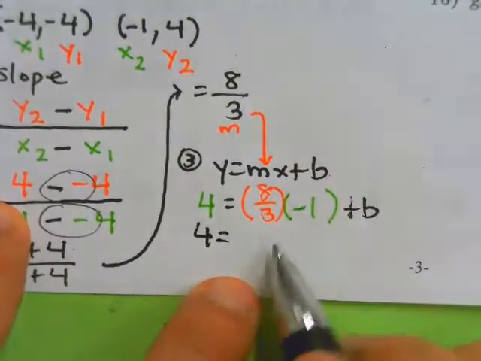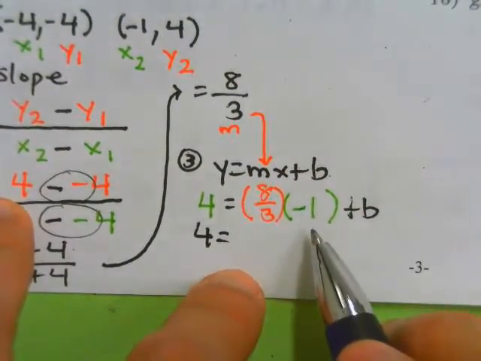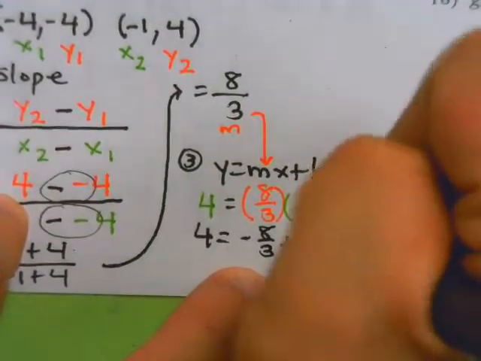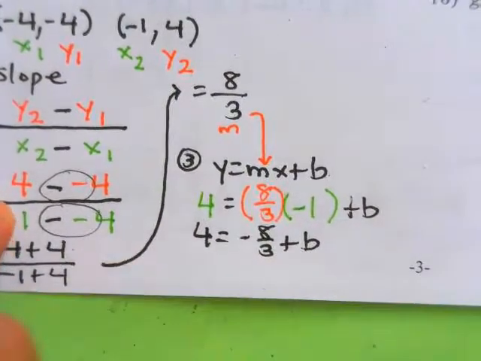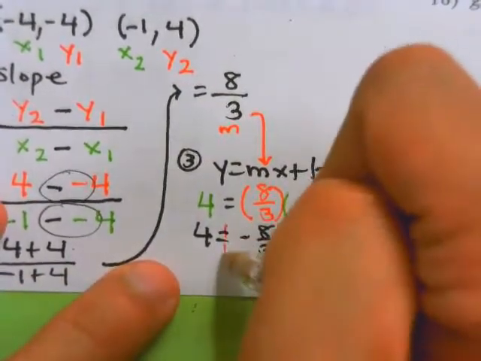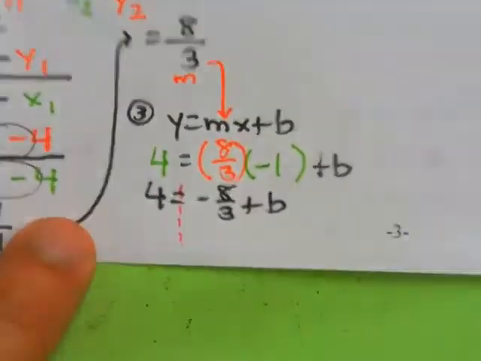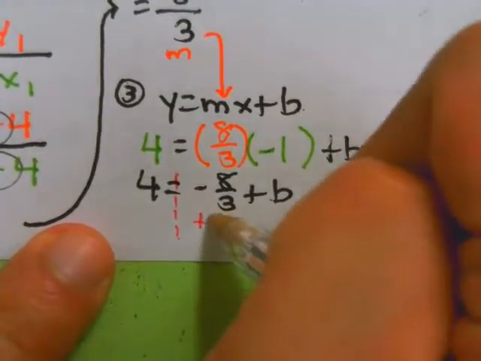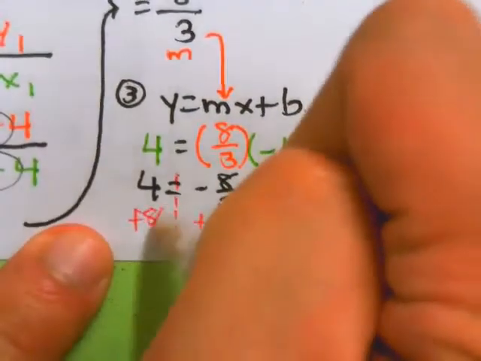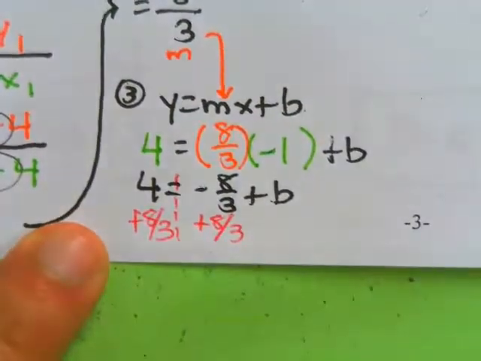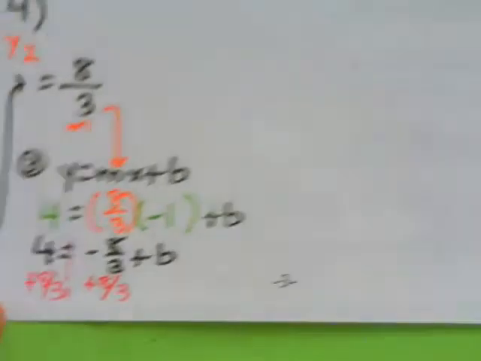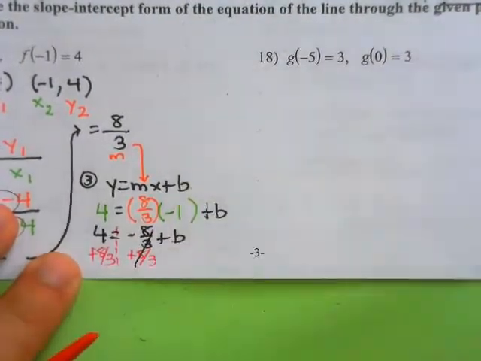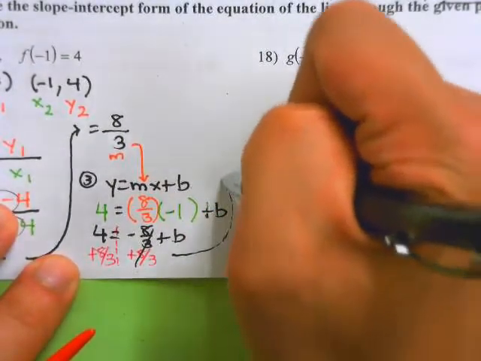We can't do too much over here. I mean, 8/3 times 1 is 8/3, but we just have to make it negative. So this is -8 over 3 plus b. Students, what is the opposite of -8 over 3? Regular 8 over 3, plus 8 over 3 on both sides. This is gone. Apologies, I'm always running out of room.